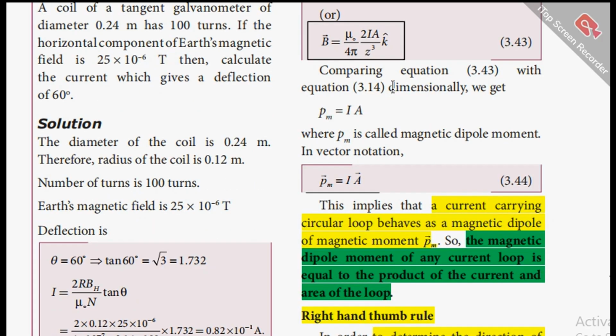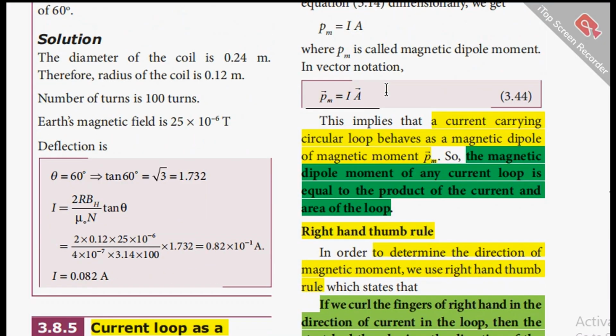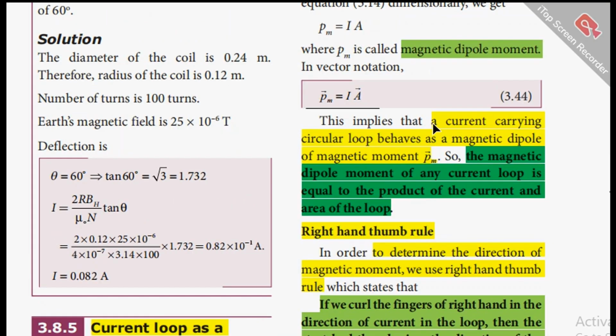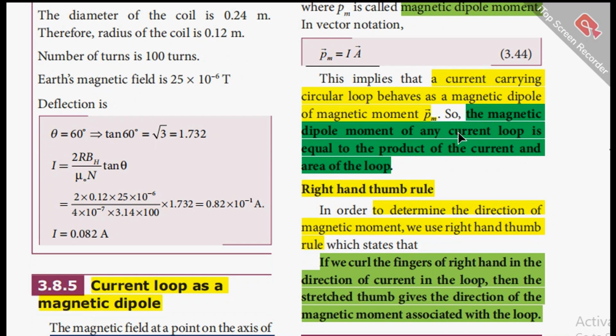When we compare equation 3.43 with 3.14 dimensionally, we get Pm is equal to I into A. This Pm is called the magnetic dipole moment. In vector notation, this can be written as Pm vector equal to I times A vector. This implies that a current carrying circular loop behaves as a magnetic dipole of magnetic moment Pm. The magnetic dipole moment of any current loop is equal to the product of the current and the area of the loop.